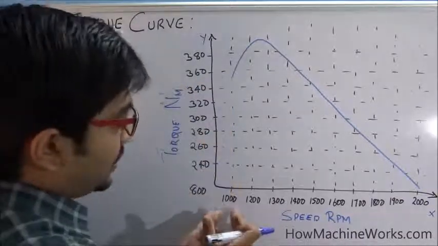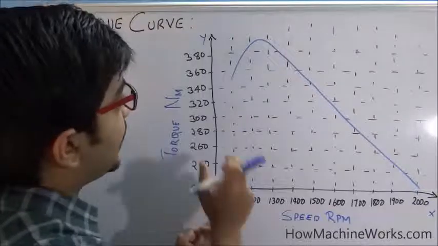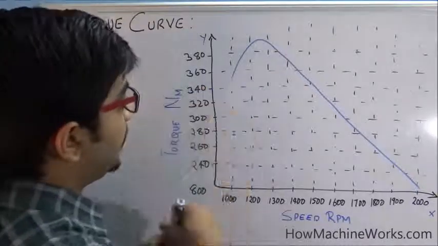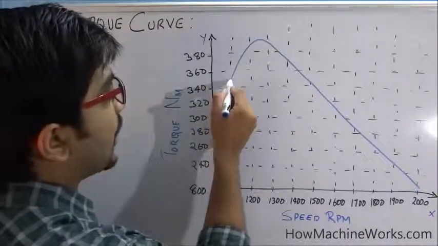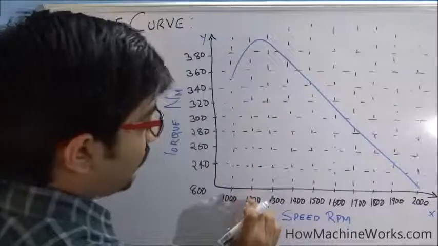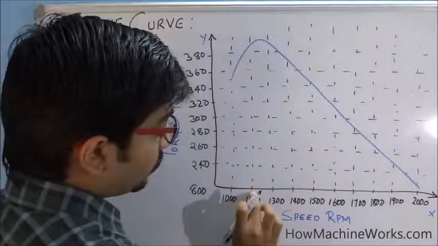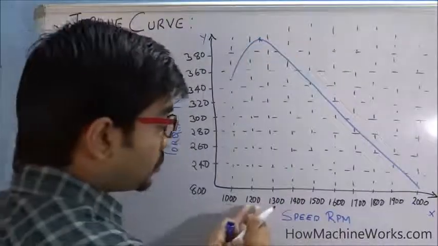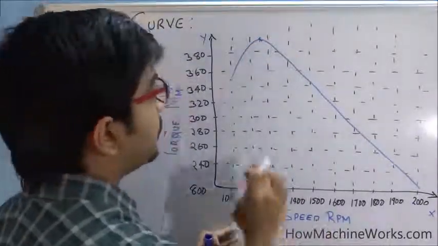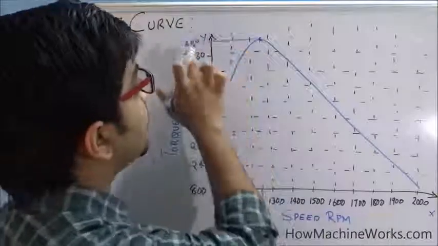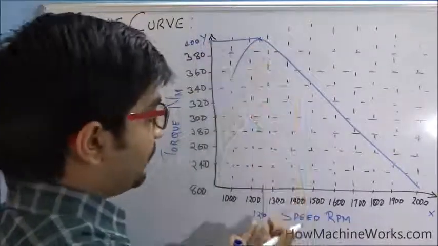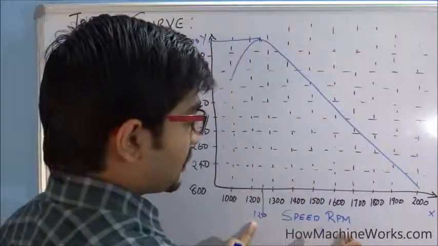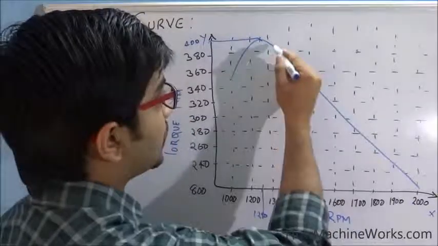So initially at 1000 RPM, you can see we have almost 350 Newton meters of torque, and it gradually increases, and when it reaches about 1250 RPM at this point of time, that gives the maximum torque, that is 400 Newton meters. Then as the speed or the RPM increases, the torque tends to reduce.